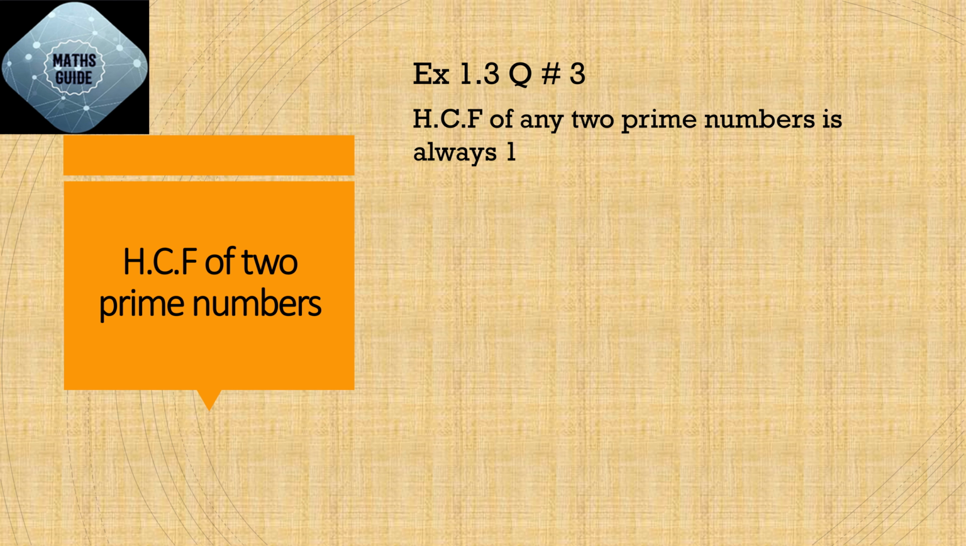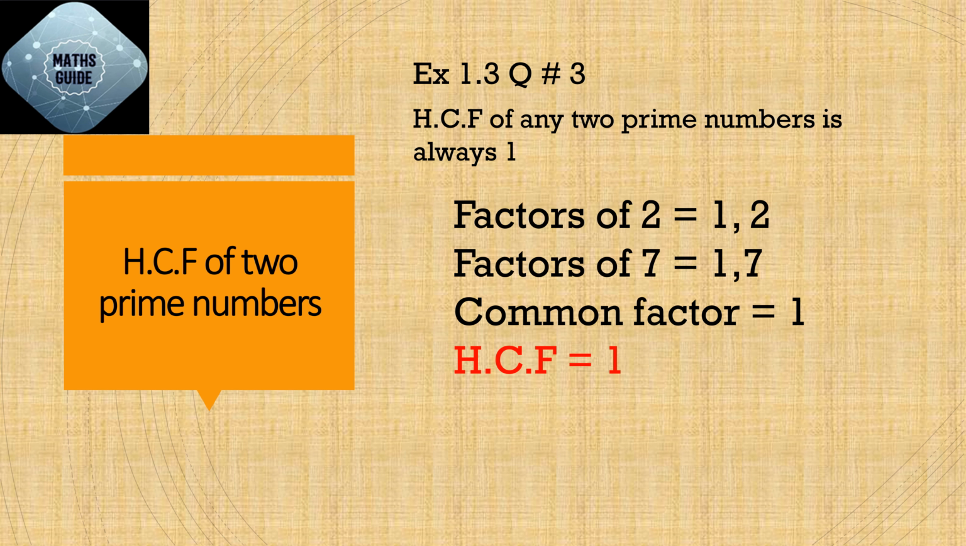Now this is exercise 1.3 question number 3, that is, what is the HCF of any two prime numbers? The HCF of any two prime numbers is always 1. How? Let's see. Let's take two prime numbers 2 and 7. The factors of 2 are 1 and 2 and the factors of 7 are 1 and 7. The common among them is 1. So the HCF of prime numbers is always 1.